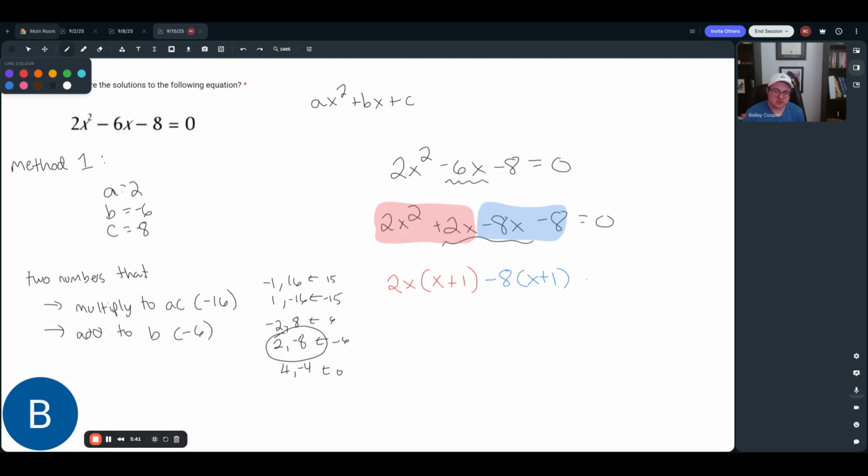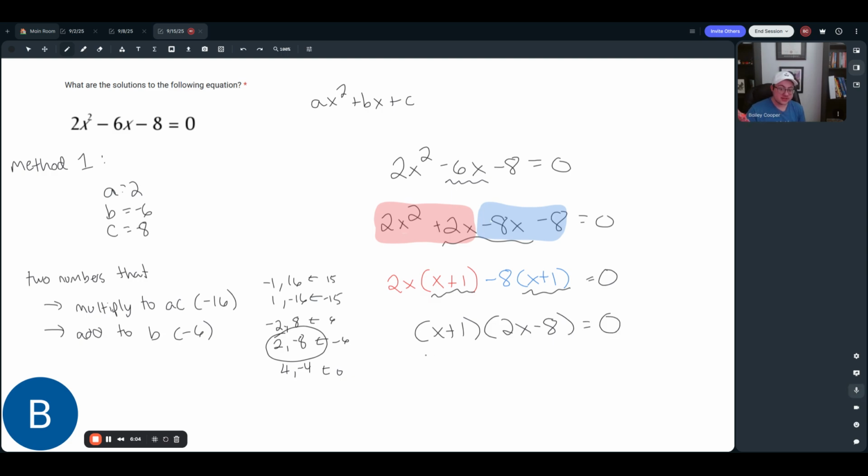We're going to keep our equals 0 here. And then we can do something that I think is really, really cool. We can undistribute this x plus 1, or factor this x plus 1 out of term 1 and term 2, so that we get x plus 1 times 2x minus 8 equals 0. And then, hey, look at that. Now we are perfectly factored.